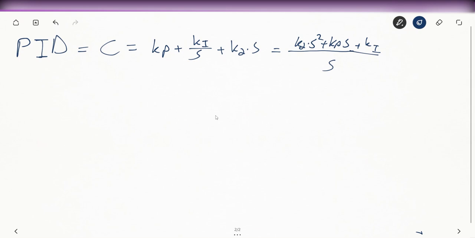I'm not going to design the PID controller from scratch. We may do that in upcoming videos, but since we already have the Kd and Kp coefficients that satisfy our conditions, we will just put them in, and we will have our PID as 3.5 times S squared plus 20 times S plus Ki, over S.